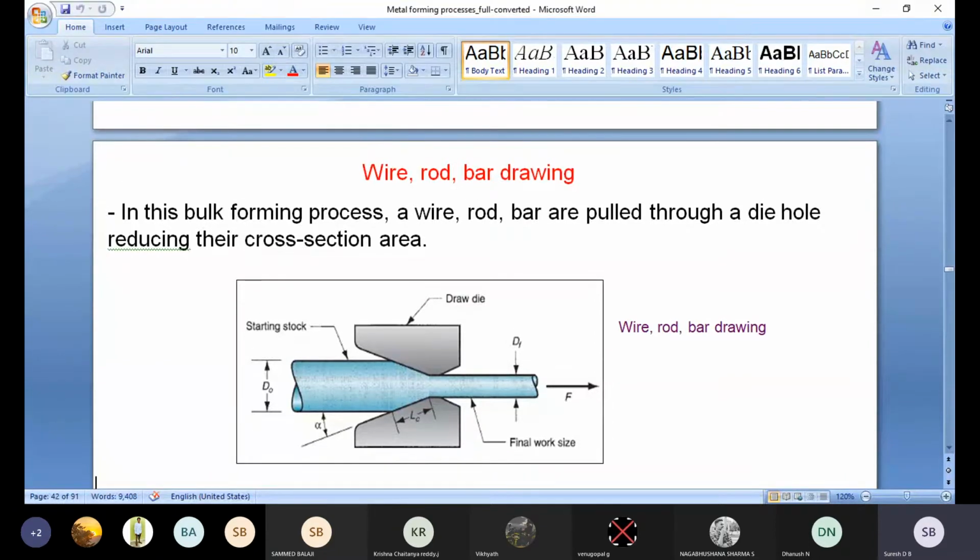Okay, in the last class we discussed the extrusion process: the definition of the extrusion process, the different types of extrusion process, what the advantages of extrusion are, and what parameters are required to design the dies. Die design parameters are very important.